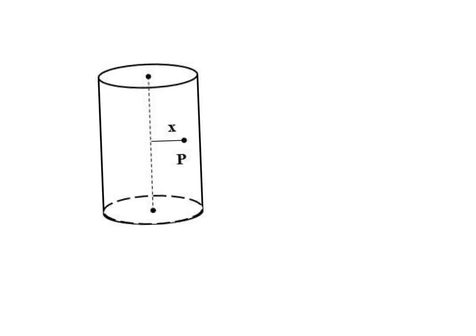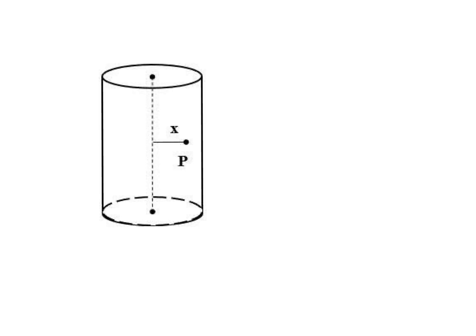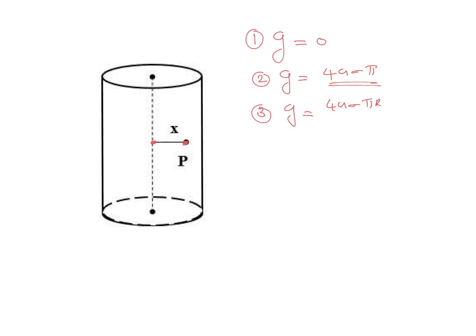Once again, just remember how we calculate the gravitational field due to a hollow cylinder. If you want to find the gravitational field inside, at any point inside, the value of the gravitational field will be equal to 0. So the first point is that inside, the gravitational field is equal to 0. Second, on the surface, the gravitational field is equal to 4G sigma pi, where sigma is its areal density, or mass per unit area of the cylinder. And third, when it is outside, it is 4G sigma pi multiplied by r by x.